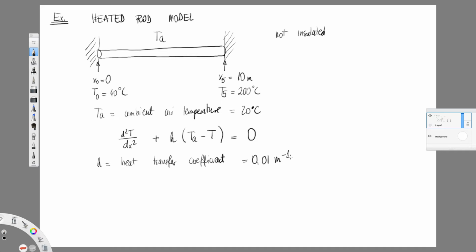I don't have a constant transfer, or my transfer is not constant along the rod, so this is why I need to actually solve a differential equation. I can't just go by hand.